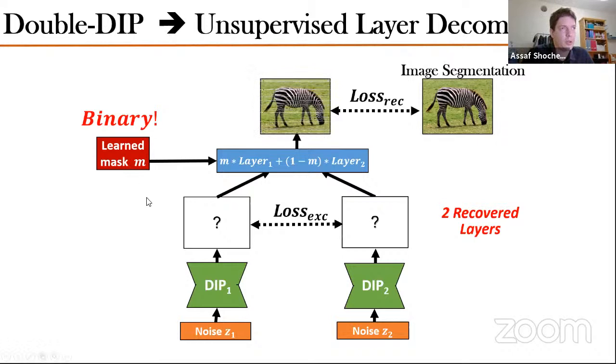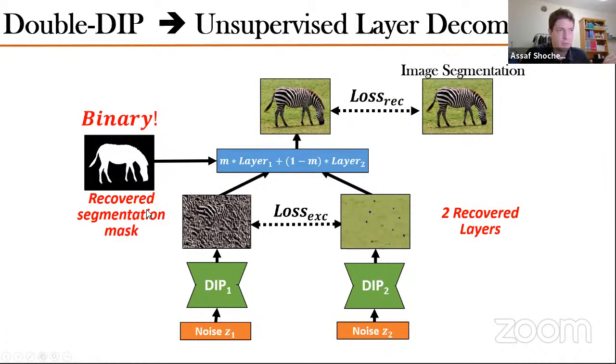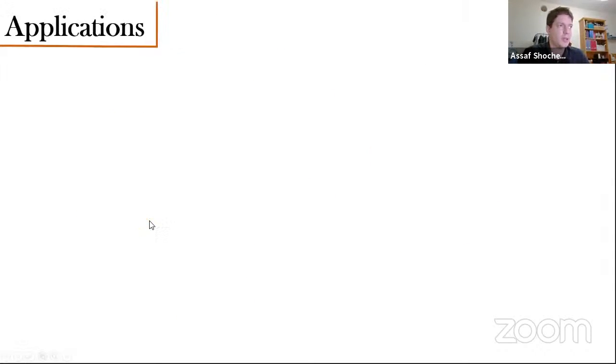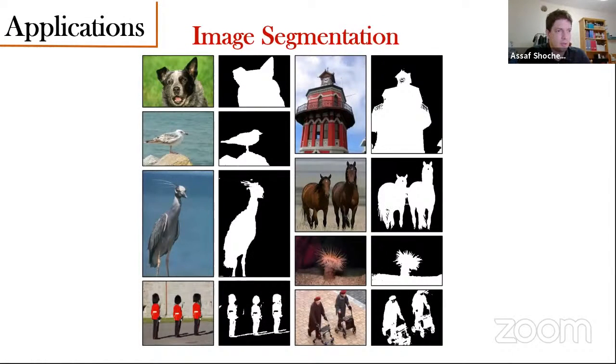By doing so, I'm able again to learn the image, but now I'm encouraging this mask to be binary, and I'm able to use the double dip for segmentation. And for dehazing, I encourage this mask to be smooth, so as not to have too many gradients. And so we can do really nice, cool things. So here are some segmentation results.